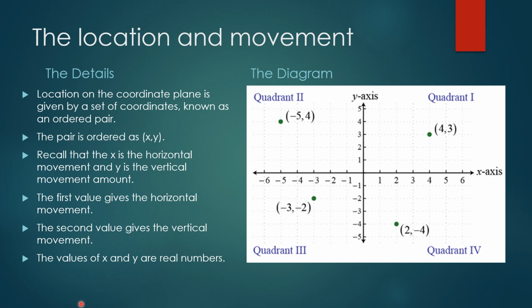Please note that in the rectangular coordinate system, x and y are real numbers. This could be integers, whole numbers, fractions, decimals, even square root values, such as the square root of 2.